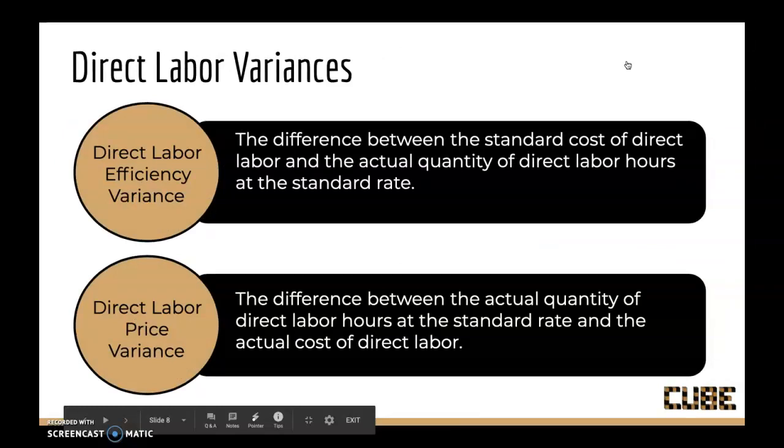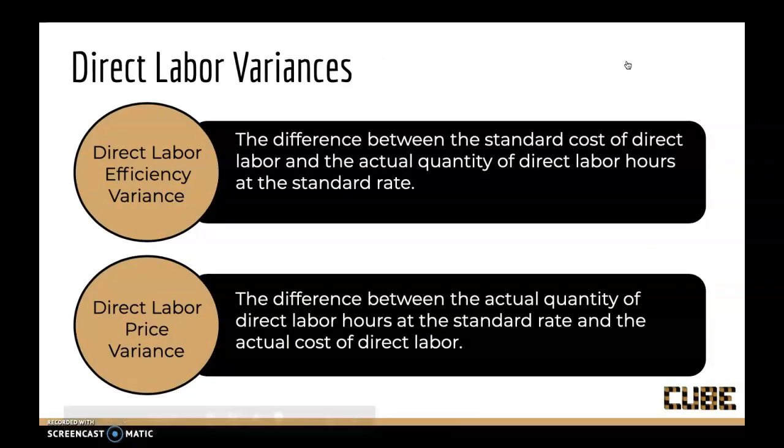We determined that the best way to measure direct labor was by the direct labor efficiency variance and the direct labor price variance. The direct labor efficiency variance is the difference between the standard cost of direct labor and the actual quantity of direct labor hours at the standard rate. The direct labor price variance is the difference between the actual quantity of direct labor hours at the standard rate and the actual cost of direct labor.